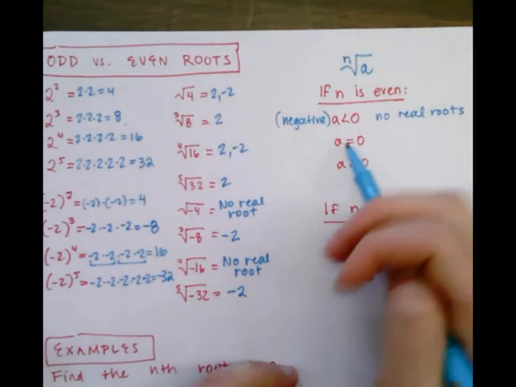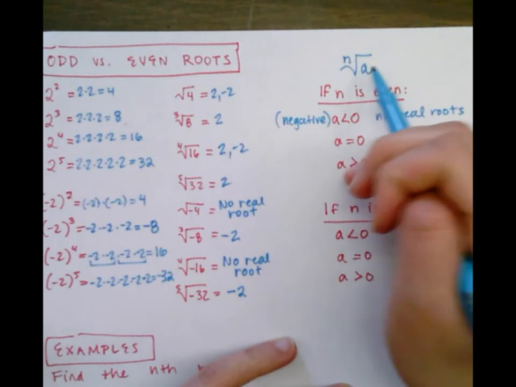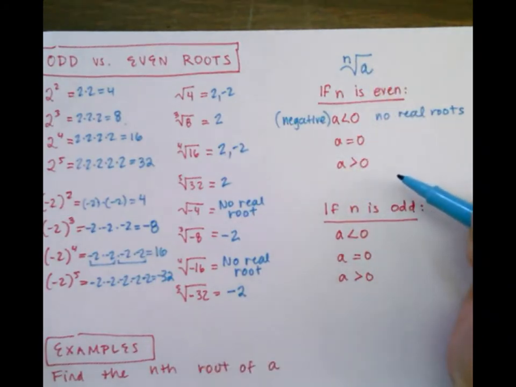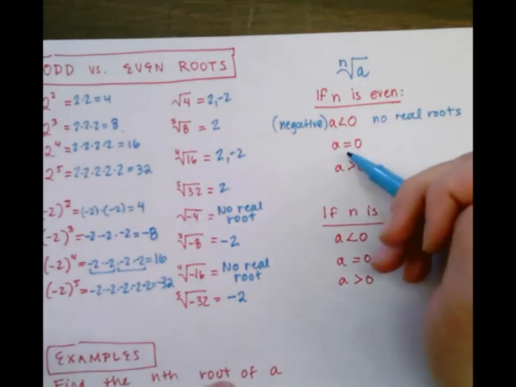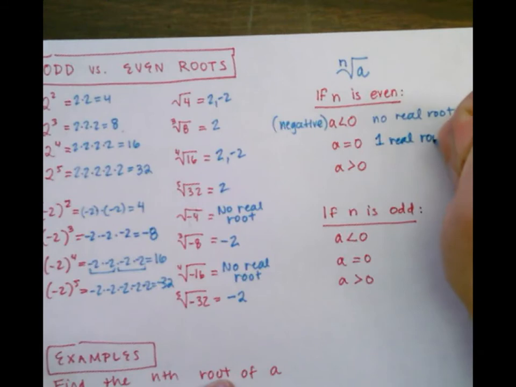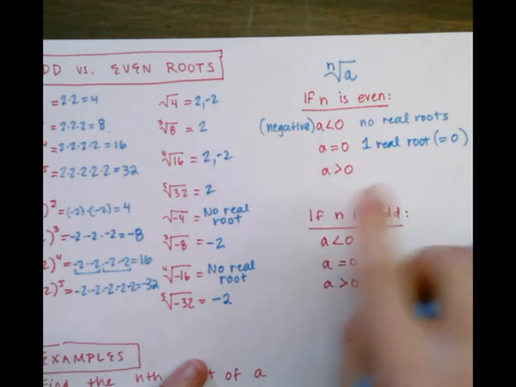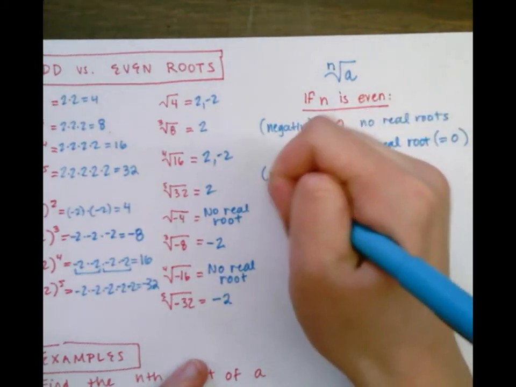All right? When your a value is 0, so imagine you just have a 0 in here, well, 0 raised to any power is still 0, right? So you're always going to get 0 if a is 0. So we just say 1 real root, which is equal to 0. And now the last case is where a is greater than 0. That means a is positive.